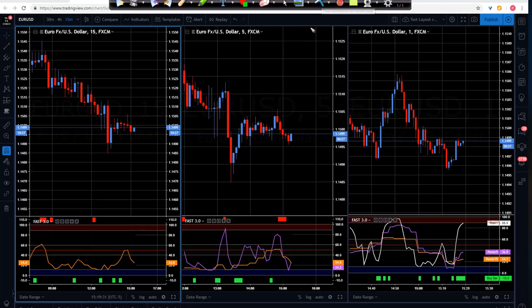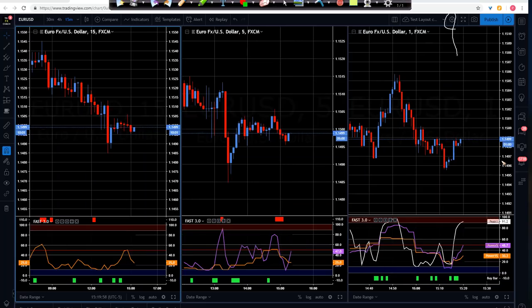A couple of things I want you to be aware of. If in your background settings you choose to turn on the countdown for your bar, you can see on the 1-minute chart we are 5 seconds away, 4, 3, 2, 1, from the 1-minute bar ending. It's also a 5-minute bar ending. That 1-minute bar that just closed was this 5-minute candle close, so they were synced up.